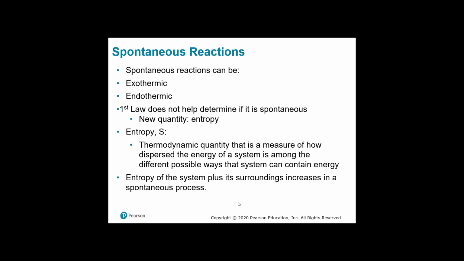So let's cover what spontaneous means. Spontaneous reactions can be exothermic. They can be endothermic. The first law does not determine if it's spontaneous, meaning it'll naturally just occur. This is where a new quantity comes in, which is entropy, and it's defined with an S. It is a thermodynamic quantity that is a measure of how dispersed the energy of a system is among different possible ways the system can contain energy. What does that mean? It simply means that we are looking at the energy that is being involved in this experiment or reaction. Now, entropy is not energy.